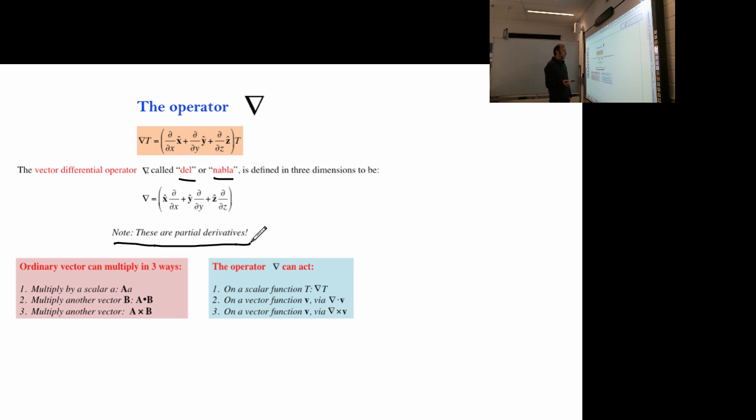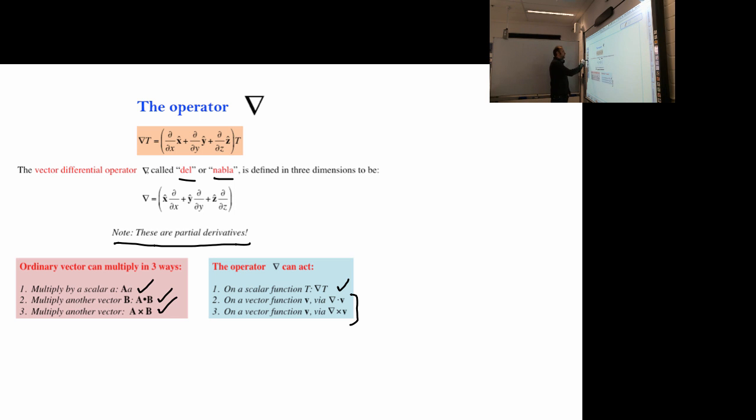Previously, we looked at how ordinary vectors can multiply in 3 ways. We multiplied a vector by a scalar, we looked at the dot product, and we also looked at the cross product. In the previous lesson, we looked at the gradient of a scalar function. So in this lesson, we're going to look at the divergence of a vector function and also the curl of a vector function.